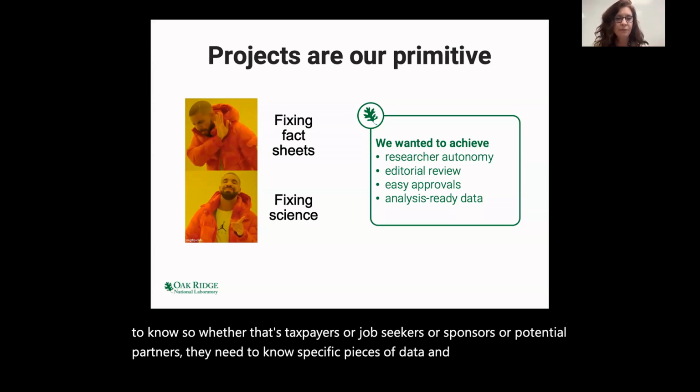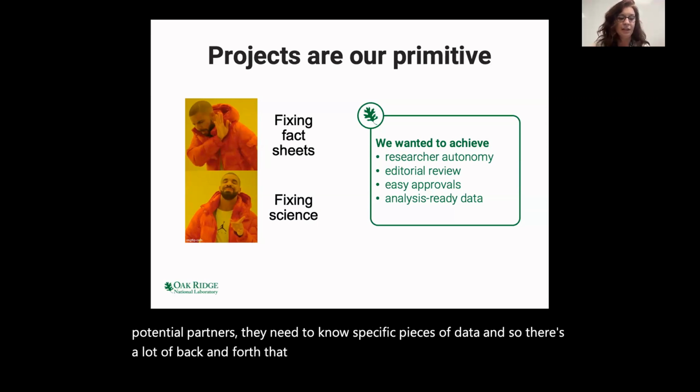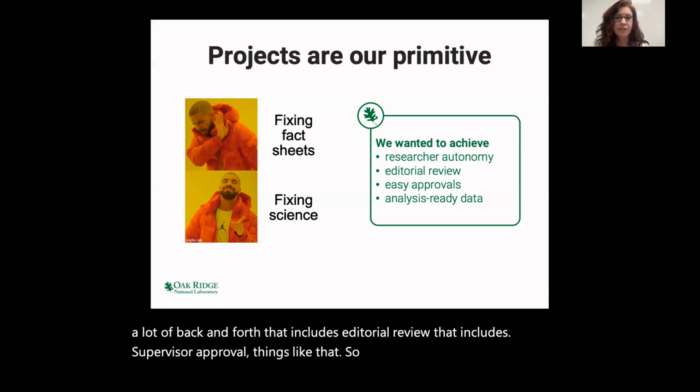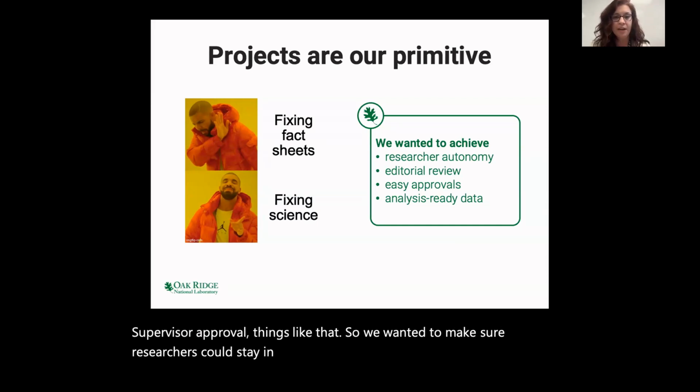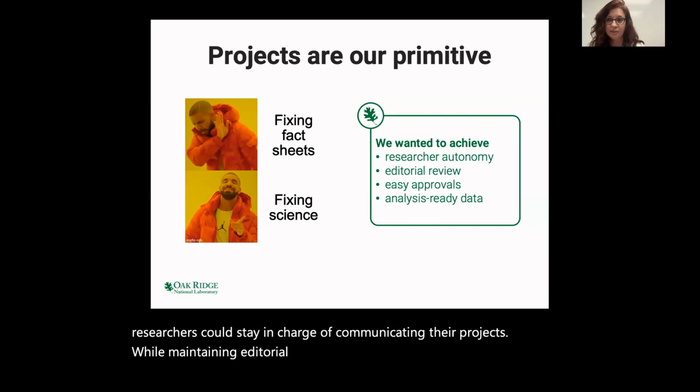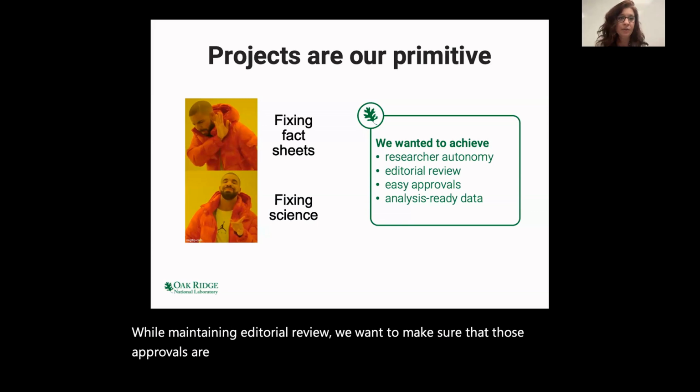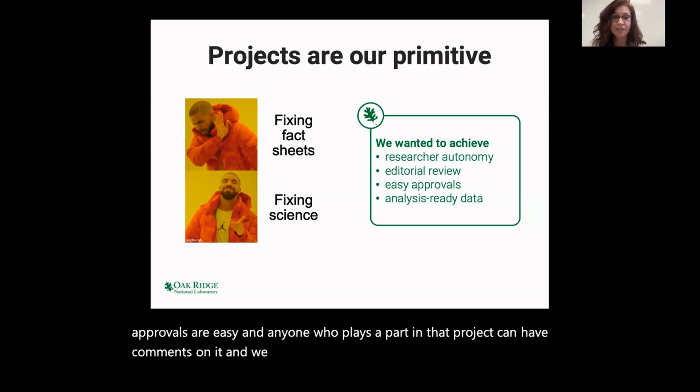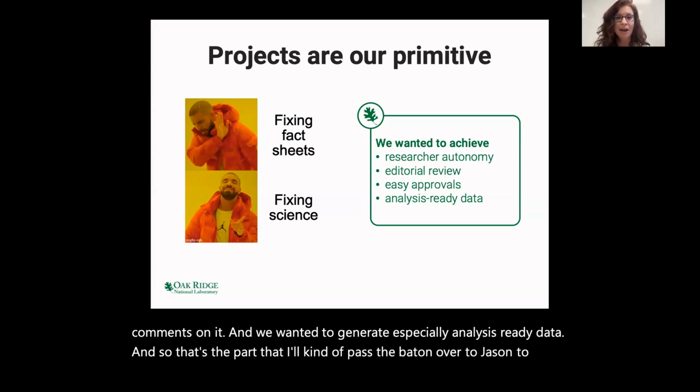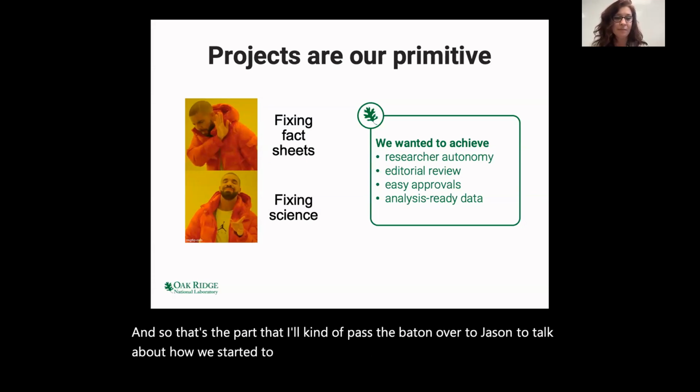And so there's a lot of back and forth that includes editorial review, that includes supervisor approval, things like that. So we wanted to make sure researchers could stay in charge of communicating their projects while maintaining editorial review. We want to make sure that those approvals are easy and anyone who plays a part in that project can have comments on it. And we wanted to generate especially analysis-ready data. And so that's the part that I'll pass the baton over to Jason to talk about how we started to build an infrastructure that better communicates science.